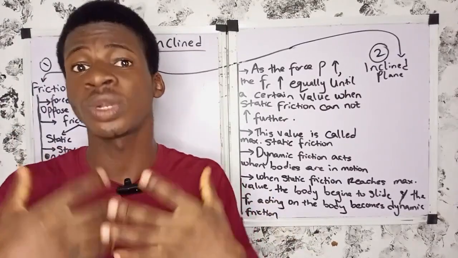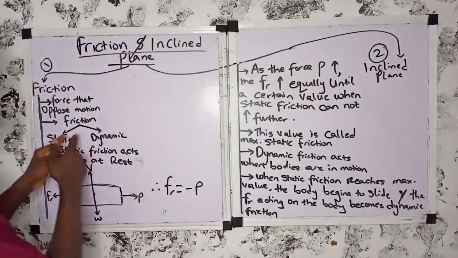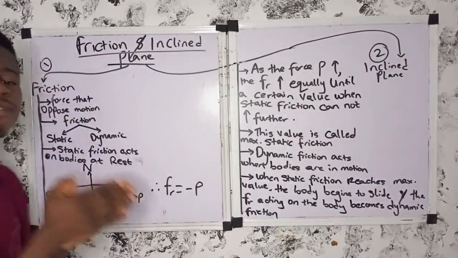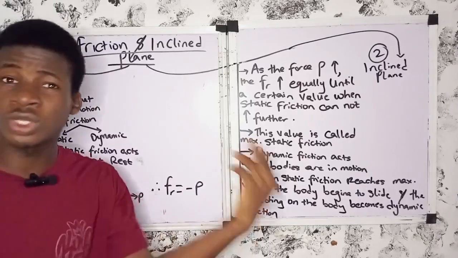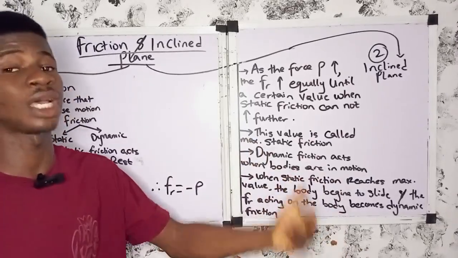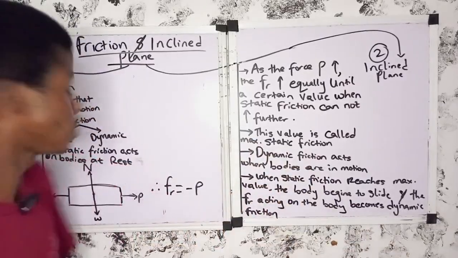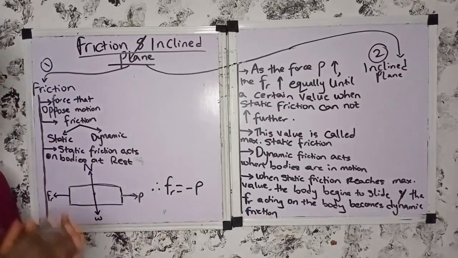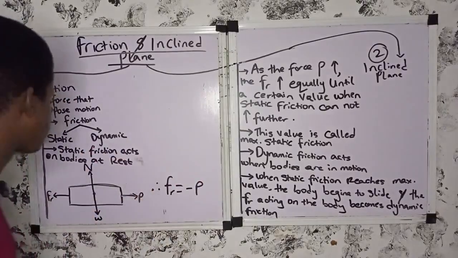The friction that usually acts on solids is known as solid friction. Under solid friction there are two types: static friction and dynamic friction. There's also another one, known as rolling friction, but I'm not going to talk about that one. So the two types of solid friction are static friction and dynamic friction.